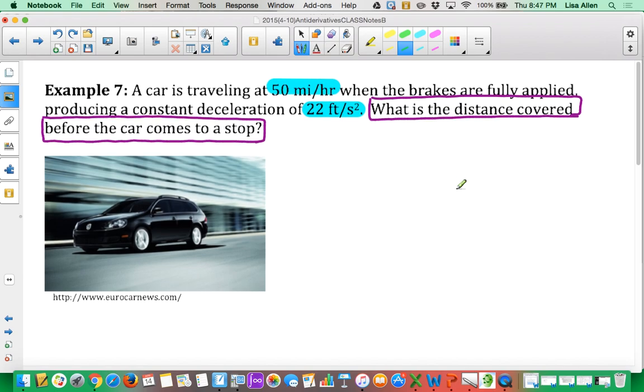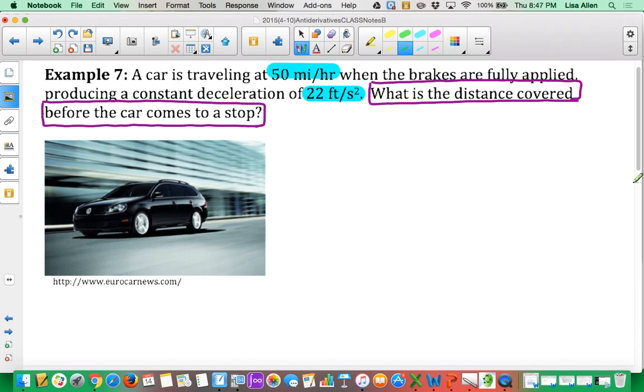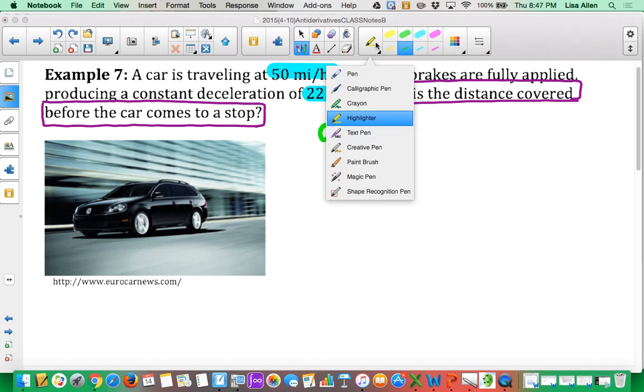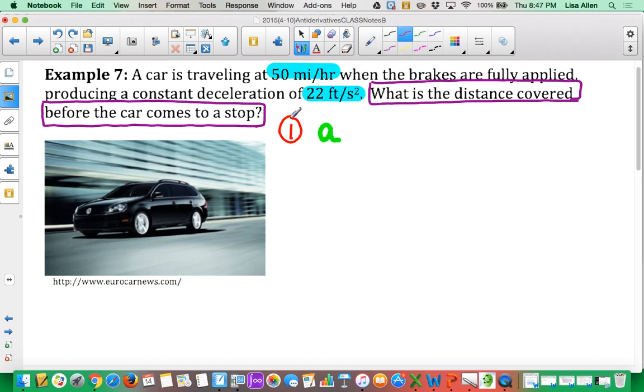A car is traveling 50 miles per hour when the brakes are fully applied, producing a constant deceleration of 22 feet per second squared. What is the distance covered before the car comes to a stop? In this one, we have a deceleration, so we would have acceleration. The first thing I would note is starting to pull out the information. Acceleration A of t is equal to negative 22 feet per second squared.